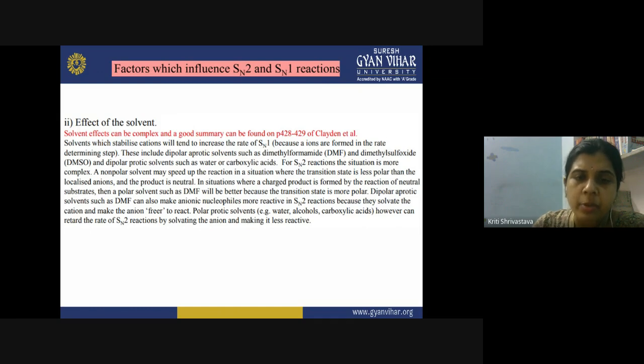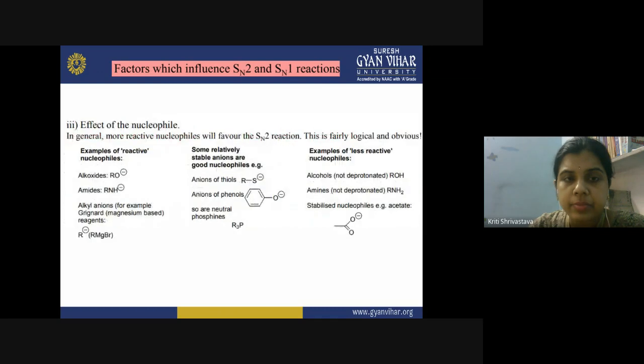The polar protic solvents like water, alcohol, carboxylic acid can retard the rate of SN2 reaction by solvating the anion and making it less reactive. So you can see that by changing the choice of solvent, we can actually prefer a particular mechanism for nucleophilic substitution reactions. Then, what is the effect of nucleophile?